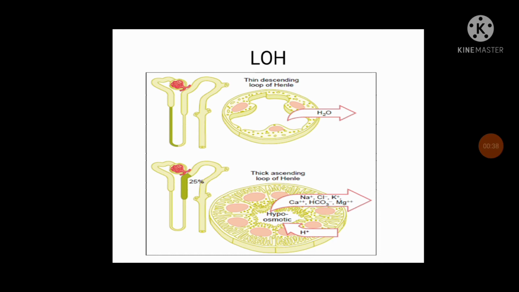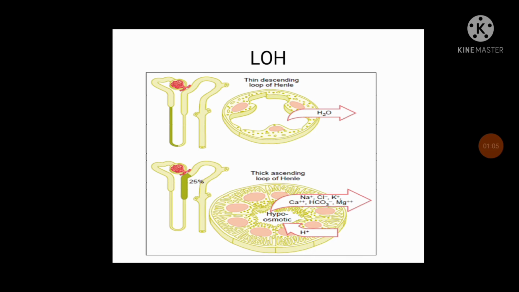When isotonic fluid in the tubular filtrate enters the thin descending loop, as it descends down it loses water, because this part is very permeable to water. So the tubular fluid becomes concentrated as it reaches the tip of the loop of Henle.